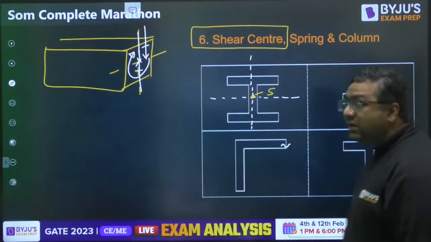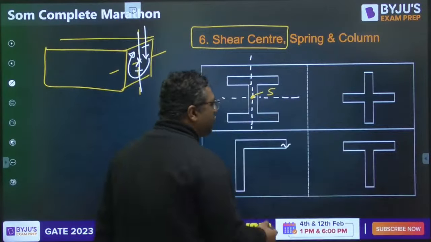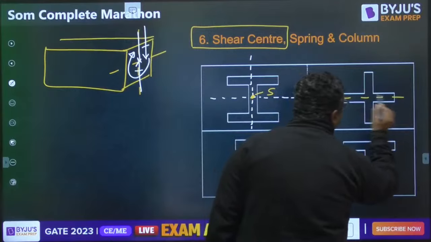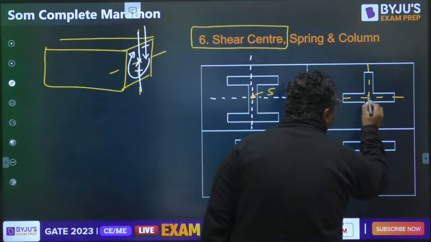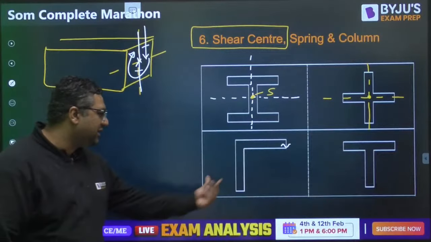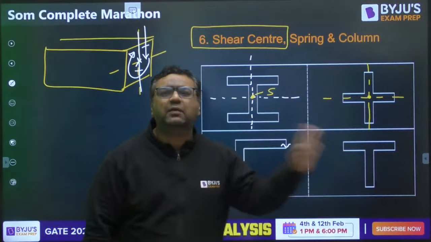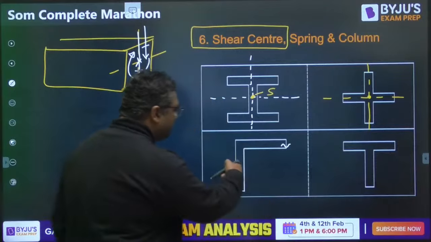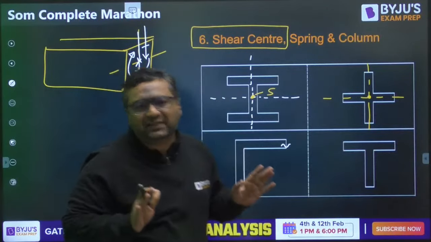Then, my dear, we have the plus section. If you see this also, it is symmetrical about x and symmetrical about y, so the shear center will lie at the intersection. But my dear, there are some sections like L and T which are not symmetrical about both the axes. Like if you see this section, it is not symmetrical about x and y both.